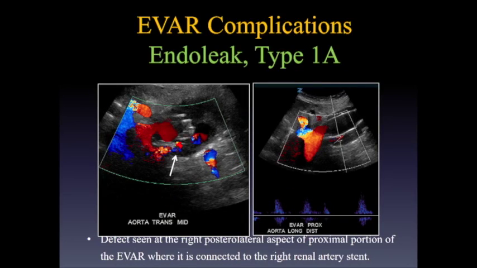And this is an example where we're looking at the transverse image with color Doppler that demonstrates that at the most proximal portion of the stent, there is extravasation of the color into the aneurysmal sac, and we see on spectral Doppler that there is an arterialized waveform within the aneurysmal sac.